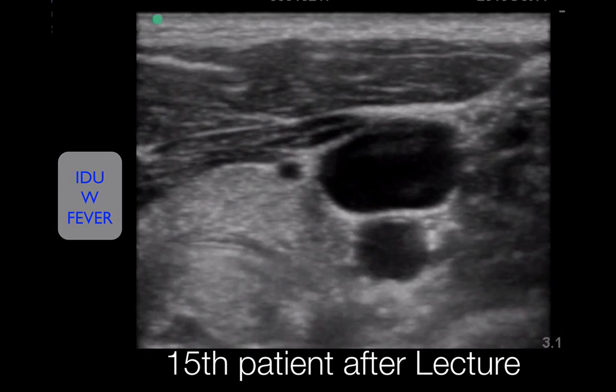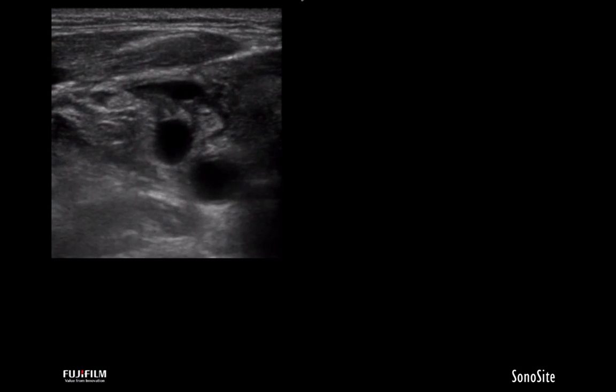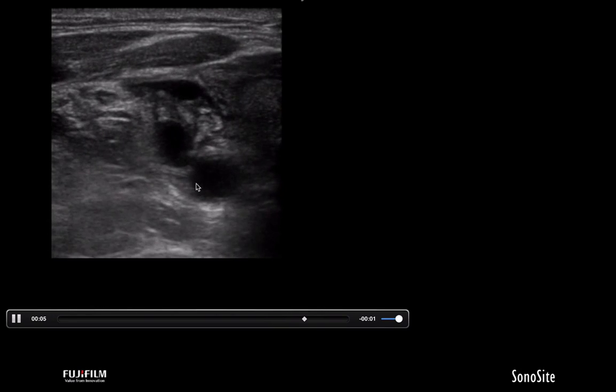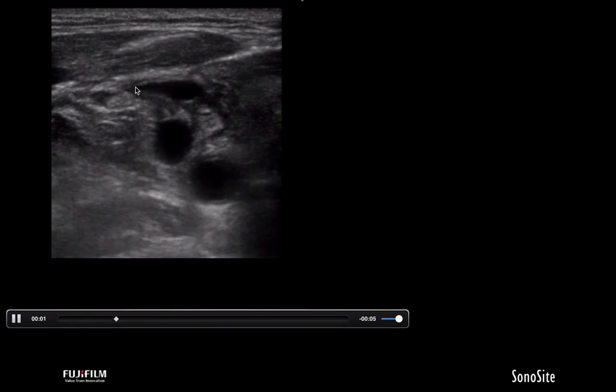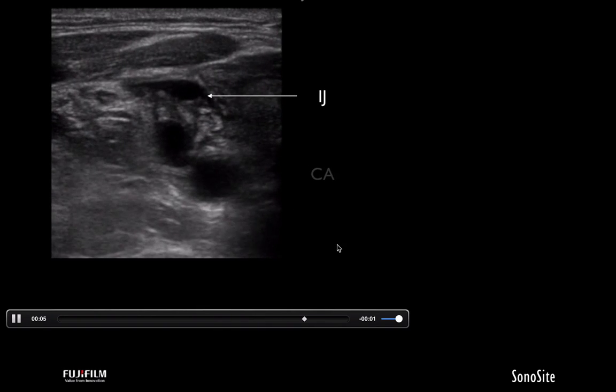I think, again, a femoral is reasonable, but if you want to be a little more interesting, you can try some other techniques. If you look, these are the patients where you get arterial cannulation, the ones that are performed in short axis, hypotensive, where the IJ is right above the carotid. And you can see this is where this problem happens. So here's a patient we had. You can see here is the carotid artery. This is your internal jugular vein. This is transverse view at the level of the thyroid.